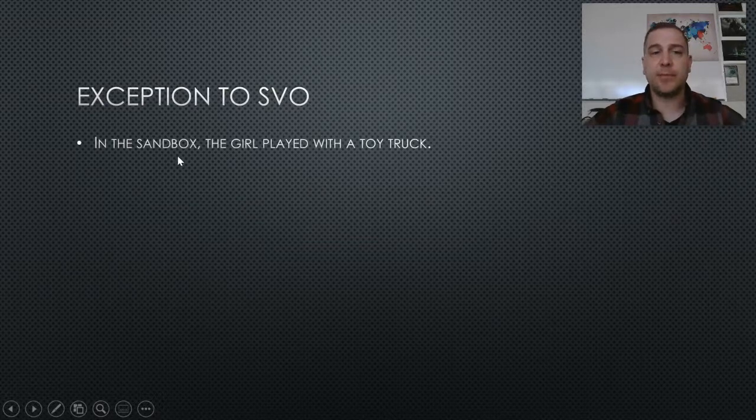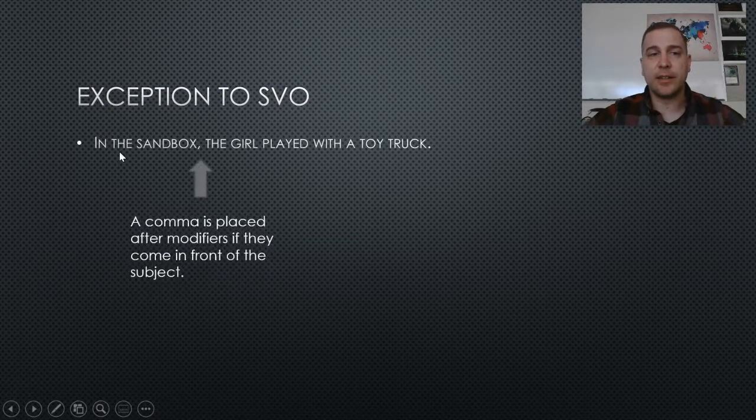And so sometimes you will see that there's something before the subject, like here, in the sandbox, the girl played with a toy truck. So the verb is played, right? And so if we look right before it, to the left of it, that's our subject. But here we have something that goes before the subject. And there will typically be a comma placed here if something comes before our subject in English. We don't like to do this really. We can do it, but typically we like these things on the end, right?